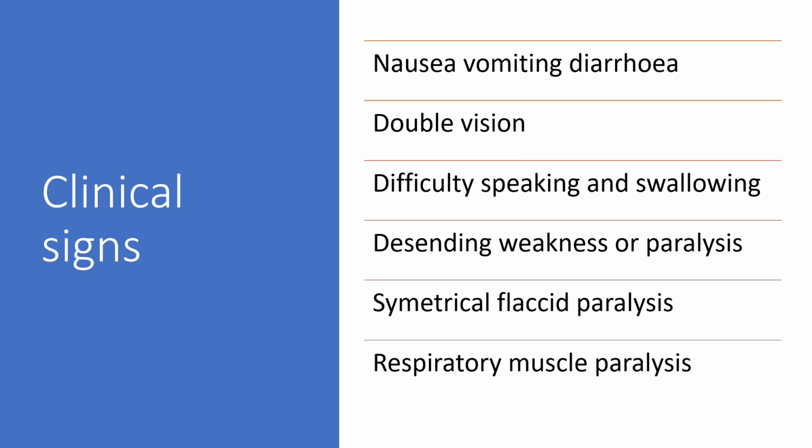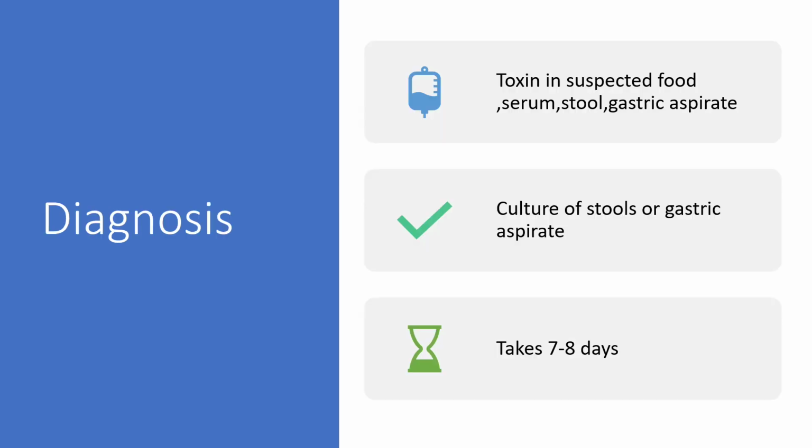Then diagnosis: toxin in suspected food. We should check whether the food is contaminated with toxin. We should also check the serum level for toxin. We should also do analysis of gastric aspirates, like the vomit of that person, and culture of stools or gastric aspirate, and this takes about 7 to 8 days.